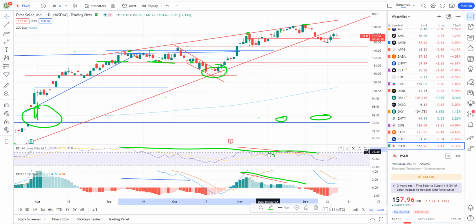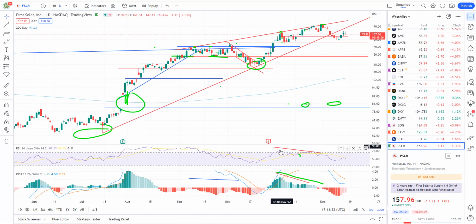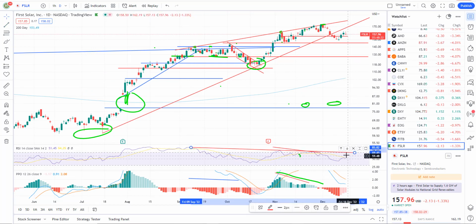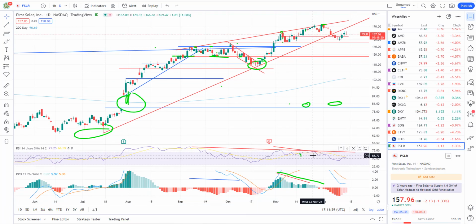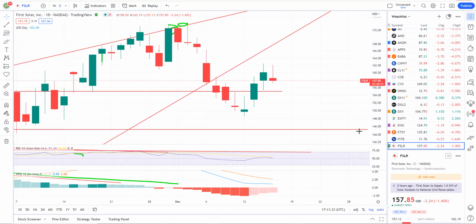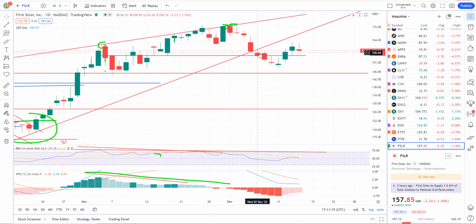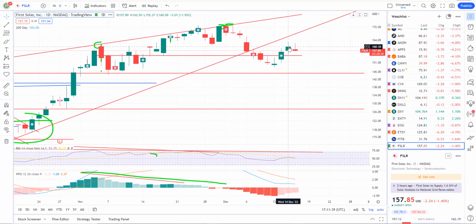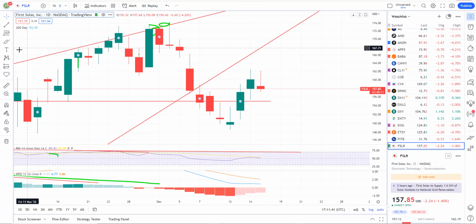Let me show that. You can see it right here where we've been making lower lows in the momentum while higher highs in price. And we've got the sell signal that happened right here. So there's your sell signal. They're back testing it over the last couple days, and we're starting to drift lower.